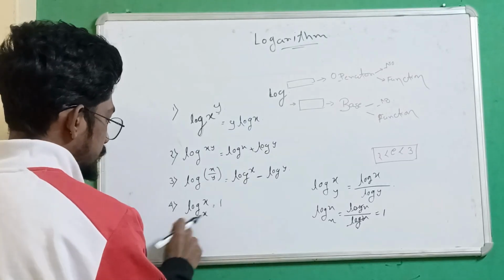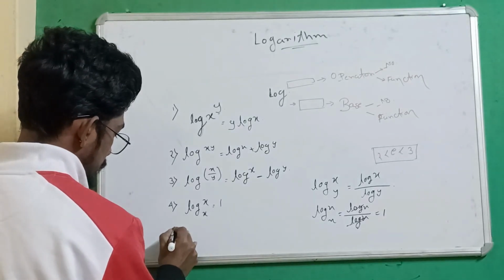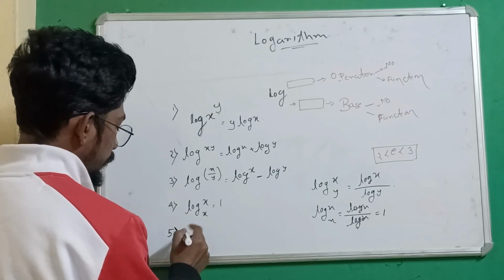Okay, now what will happen? So this is the thing. Another thing is the value of log 1.